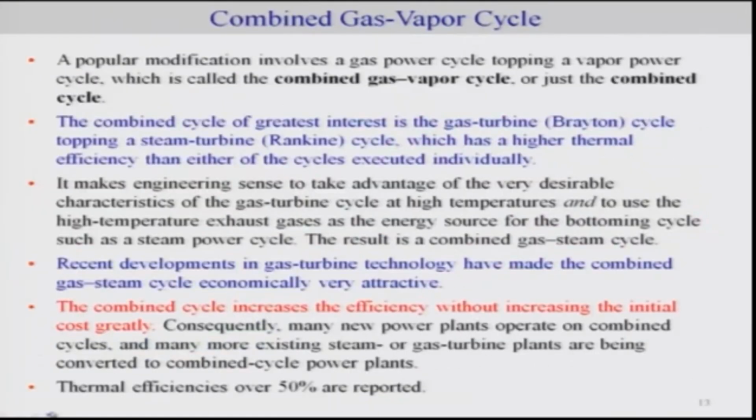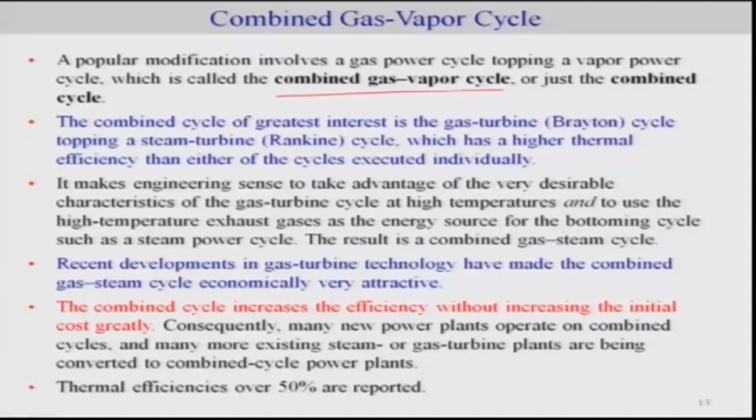Now of course as we require more efficient plants, it is necessary to come up with a new design, and one of the designs is called the combined gas vapor cycle. The idea was to make use of a high temperature Brayton cycle, which is your gas turbine cycle, and here you make use of the exhaust of the gas turbine as an energy source to heat up the steam. So this is the idea of combining your gas vapor cycle, where the gas turbine exhaust is used to heat up the energy.